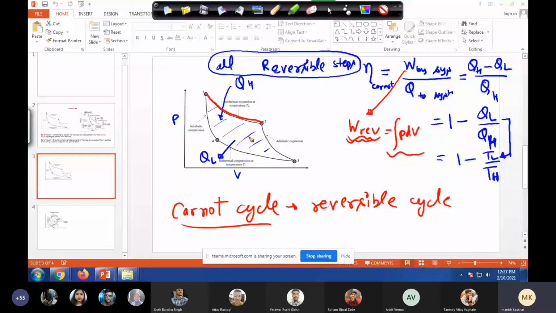So there is no change in internal energy. So whatever work you are doing here in this expansion, that should be equal to QH. Similarly, you can calculate this QL also, because this is also isothermal compression. So basically, you know all the quantities, and in these adiabatic steps, there is no heat transfer. So you can easily calculate these quantities.